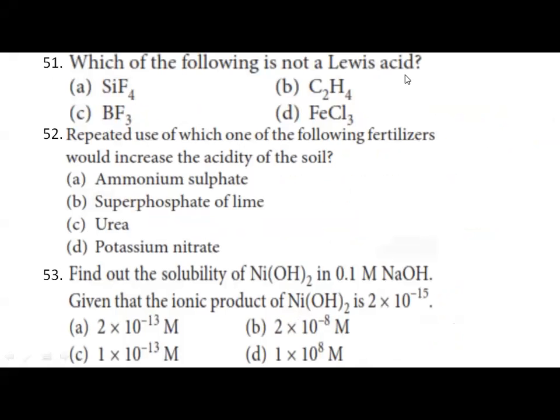Next question. Which of the following is not a Lewis acid? SiF4, C2H4, BF3, FeCl3. Okay, let us look into the explanation. Lewis acid is what? Lewis acid is an electron pair acceptor. Any compound which is electron deficient will act as a Lewis acid, because it has to accept electrons, which means it has fewer electrons.